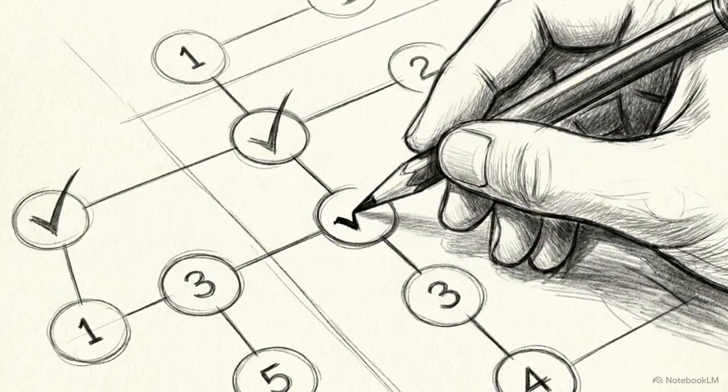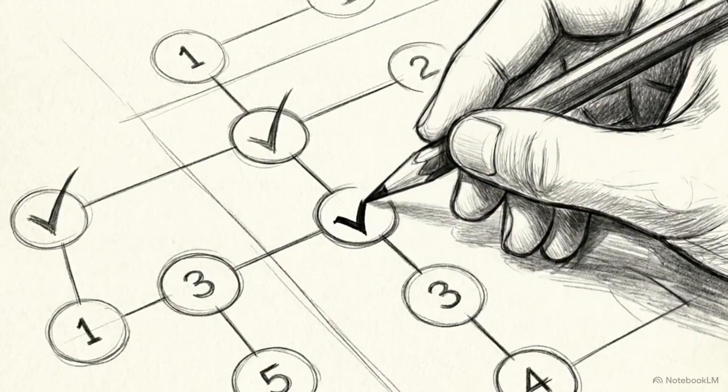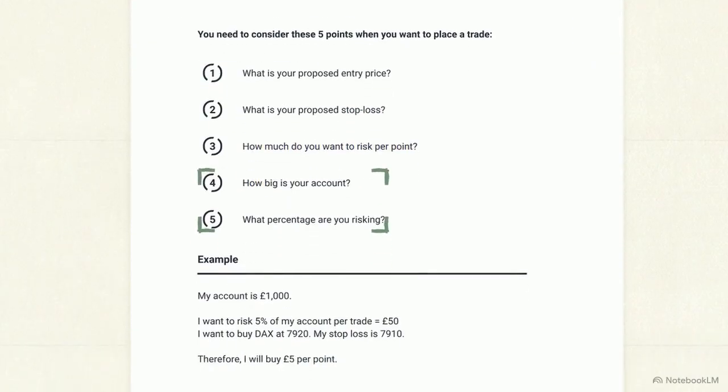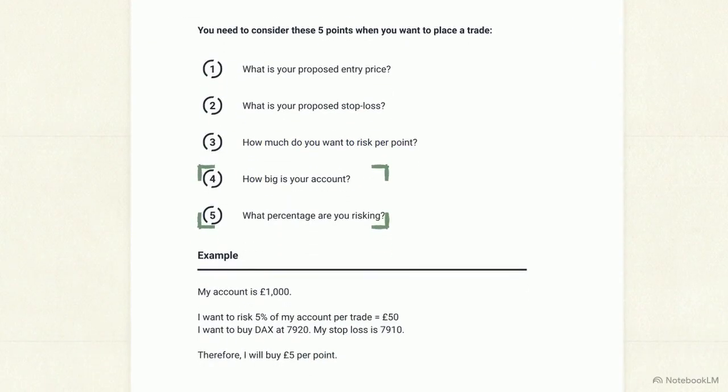We use a mandatory 5-point risk checklist. This manual outlines exact variables you need. First, define your exact entry price and your precise exit price, which is your stop loss. Point 3 calculates your risk per point. Finally, points 4 and 5 cap your maximum risk to a tiny fraction of your total capital.